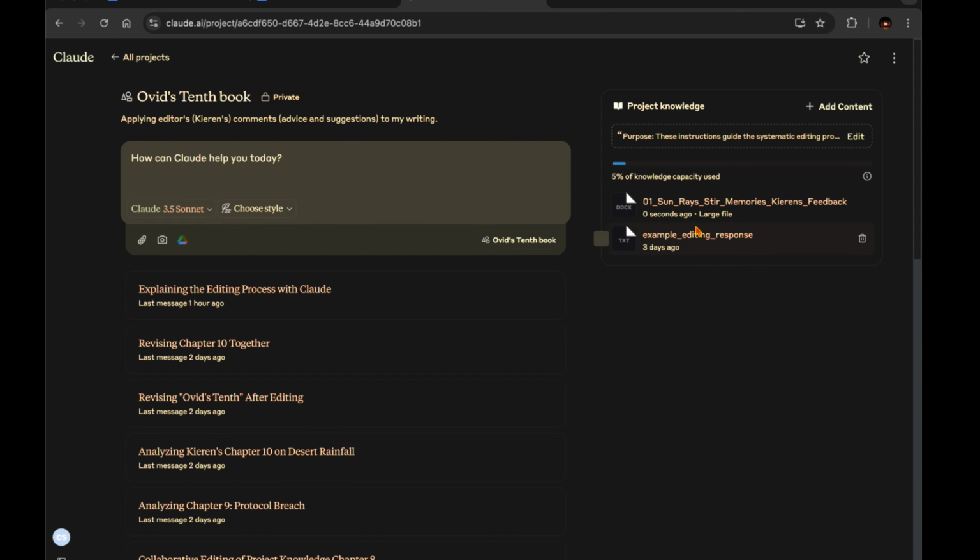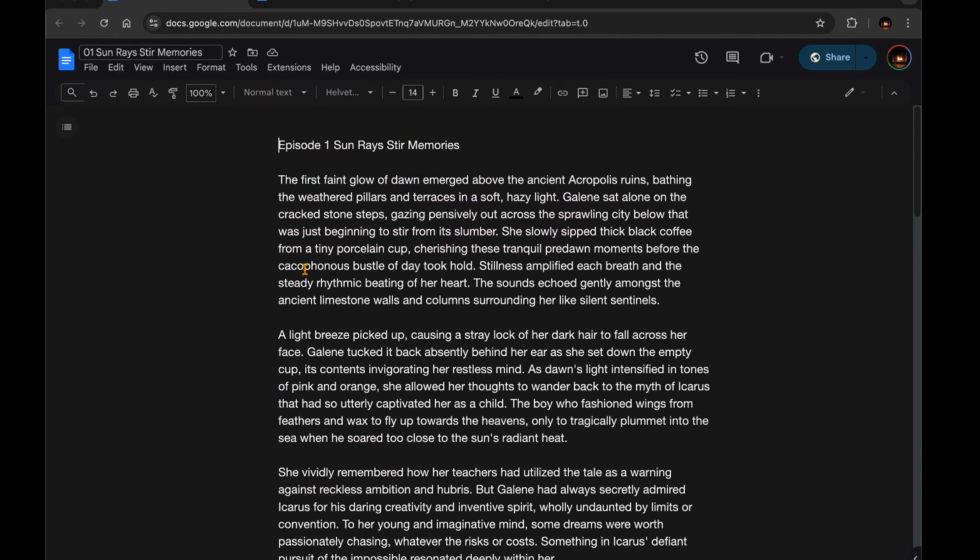And for some reason, it says that's a large file. None of these are very large. And I've really only used 5% of my knowledge capacity, and I have no idea what that means. But let's go find one from the past so I can show you exactly how it works.